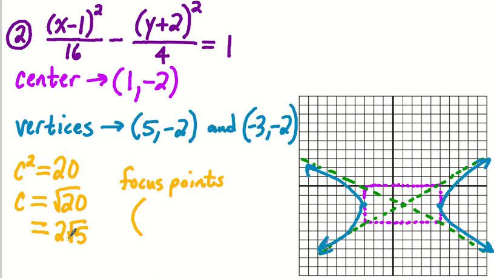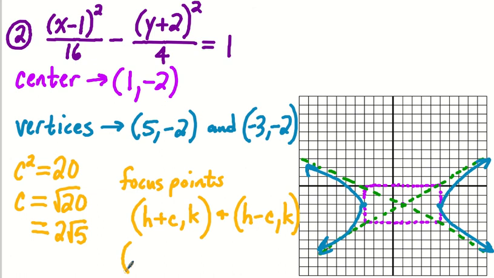But again, here you could always generalize it as, again, it's different whether you're opening left and right versus opening up and down. But here you could pretty much say that my one focus point, I'll even write this out one time here, would be h plus c comma k, and also h minus c comma k. Okay?